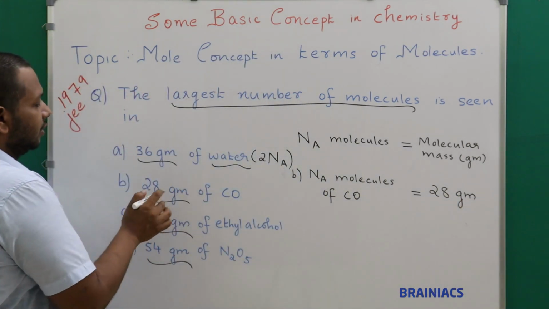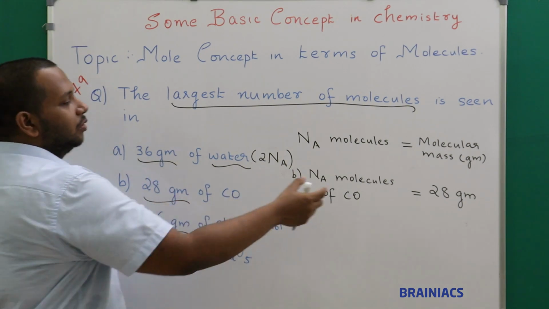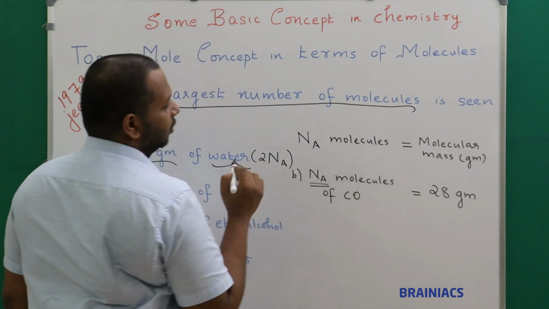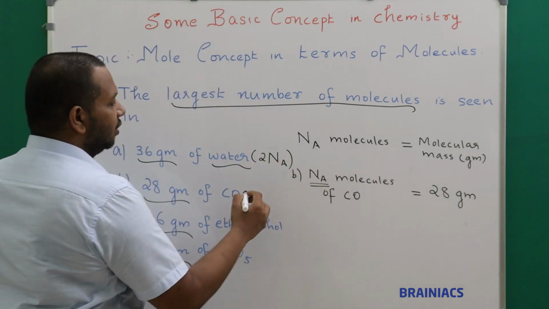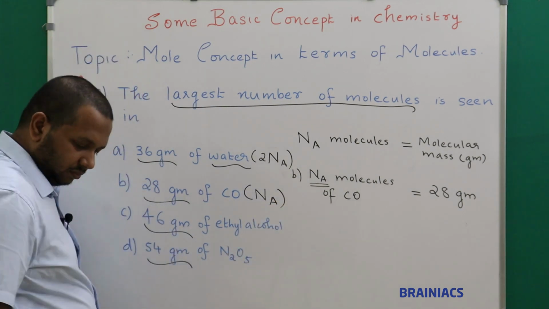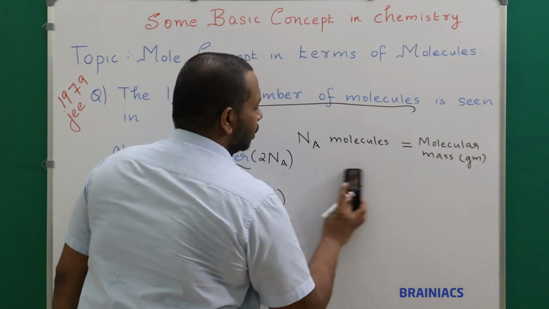Now how much they are asking you to calculate? Fortunately they are asking you to calculate the 28 gram only. So we know that 28 gram will contain how many molecules? Na molecules, because that is a fundamental thing. So I calculated that as Na. So that is now done. Now we will take the third option.